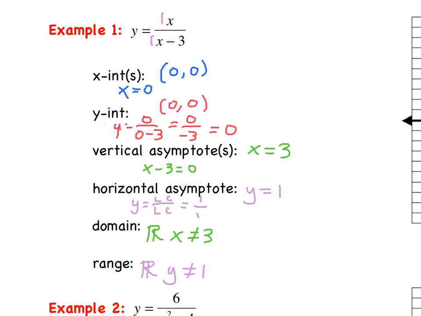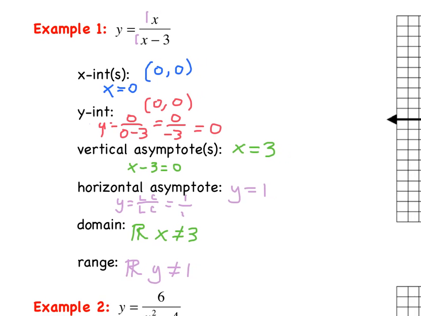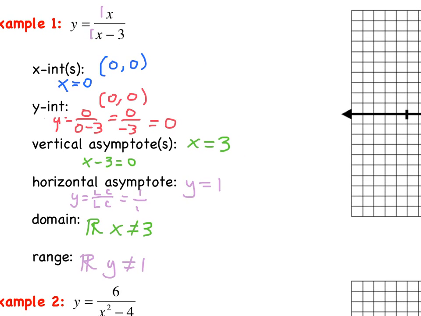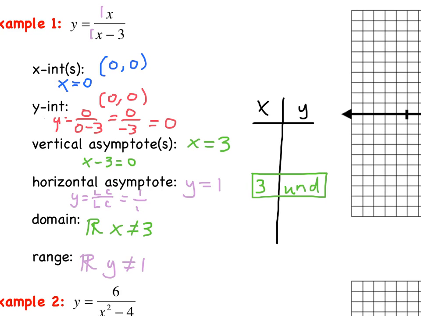That's where it's undefined. Okay, so let's go ahead and we can create a table of values really quickly, and then we'll go ahead and graph our function. Okay, so we have x comma y, and smack dab in the middle of my table is going to be the x value where our graph is undefined. So in this case it's 3. It goes right in the middle there. And now I need 2 points on each side.